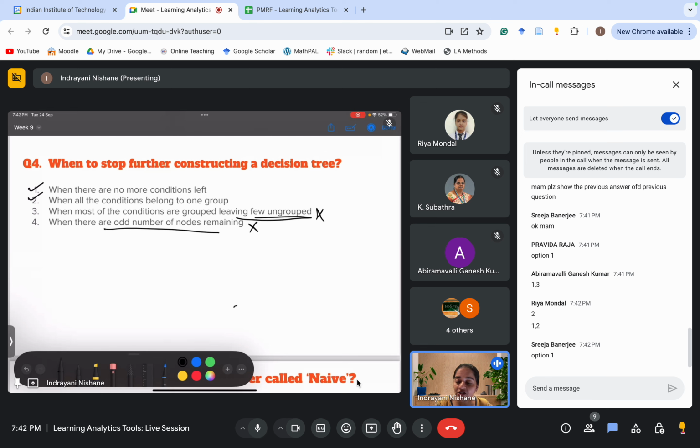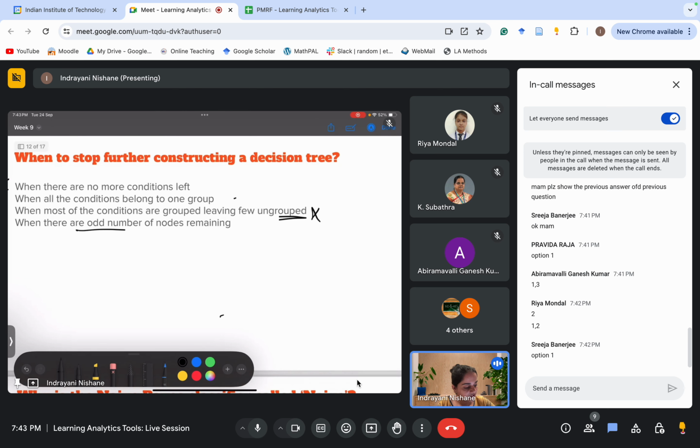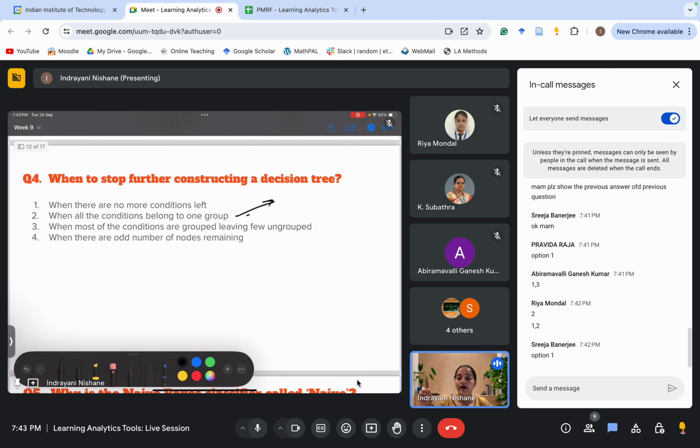When there are no more conditions left, we have taken care of all the conditions while making the branches of the tree. And when there are certain conditions which belong to one group only. Think of this in terms of hierarchical clustering, agglomerative clustering. When the distance between the neighbors was not much, we were not subdividing it. We were considering it as one group only. The same logic applies here.